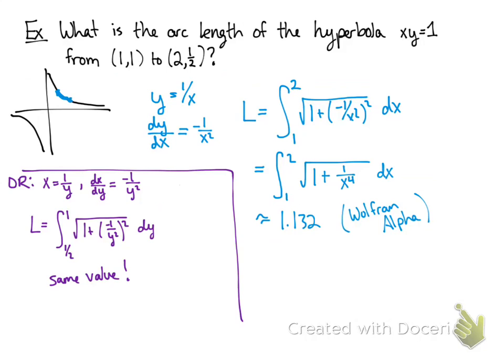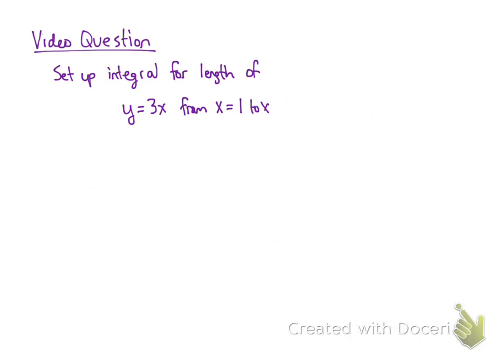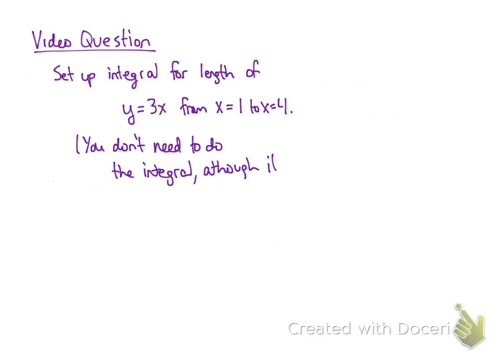We'll look at some applications and some more examples in class. But to bring to class, I want you to set up an integral for the length of the curve y equals 3x from x equals 1 to x equals 4. You can set it up either way in terms of x or y. And really you wouldn't need an integral to do this, because y equals 3x is a straight line, but I want to see what the integral would look like if you did it that way. You don't need to actually do the integral, although it is an easy one, so you can if you want. I'll see you in class.